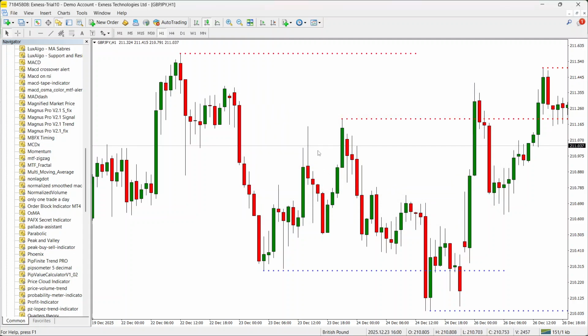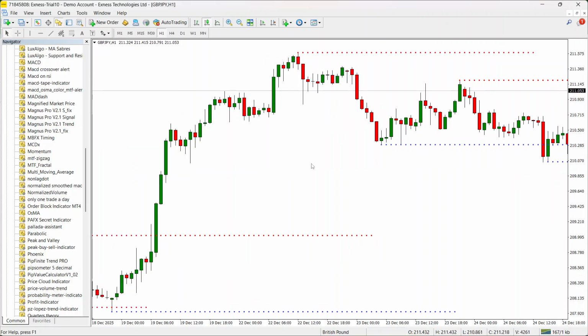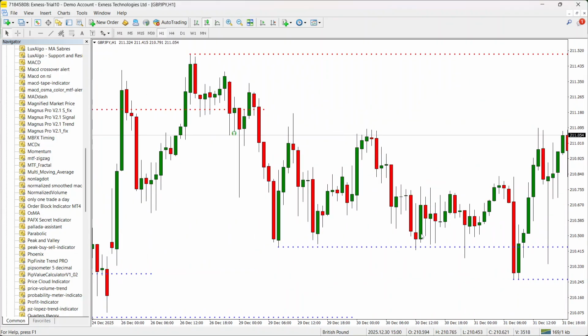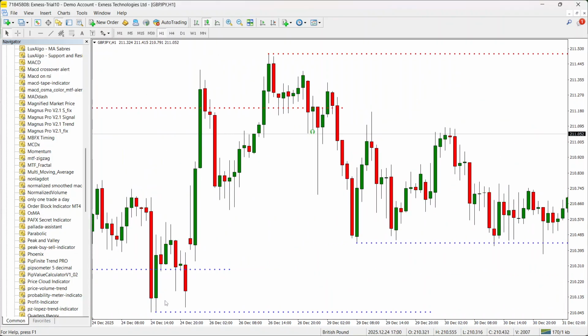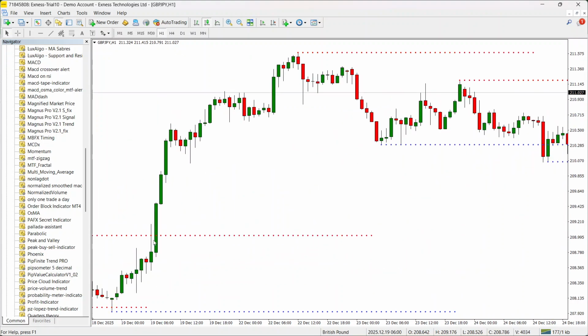Now the indicator plots support and resistance zones on your chart as horizontal levels or bands based on historical significant highs and lows where price has reversed multiple times. As you can see here, the resistance zone, the support zone over here. These zones appear as areas rather than single lines, reflecting real world market behavior where reactions occur within ranges.